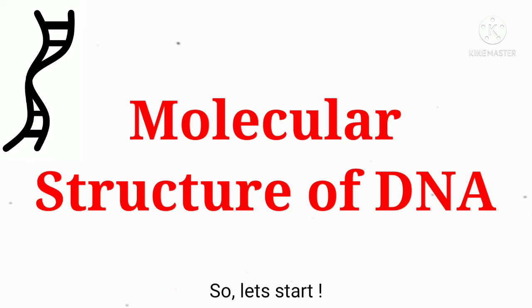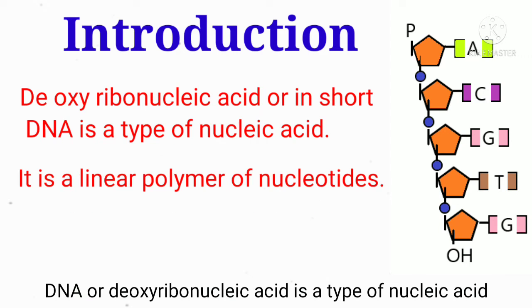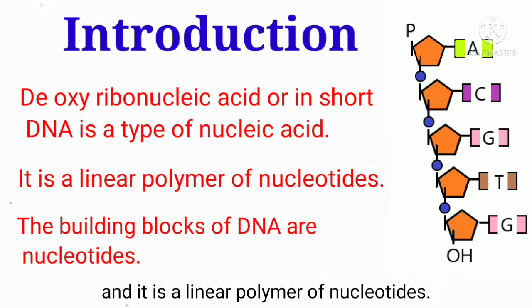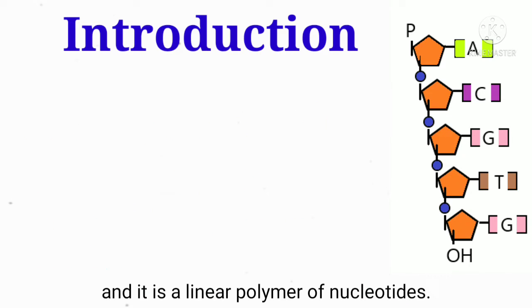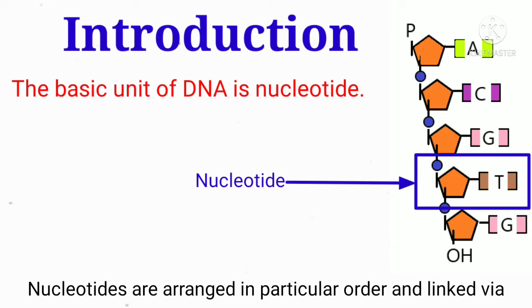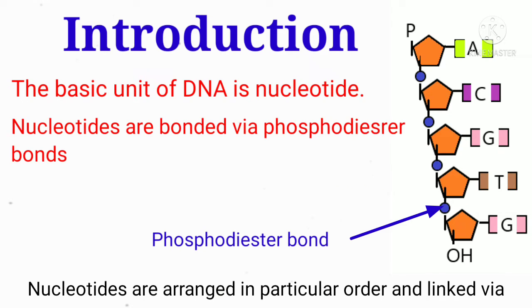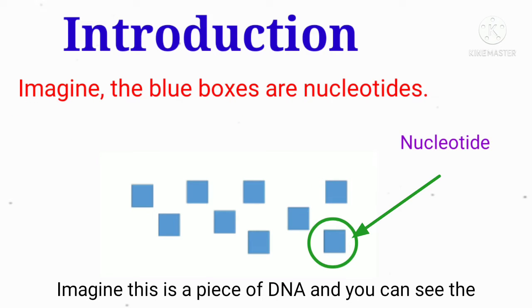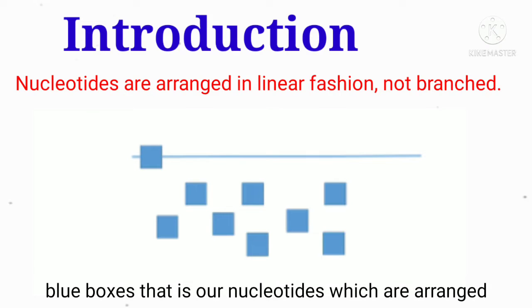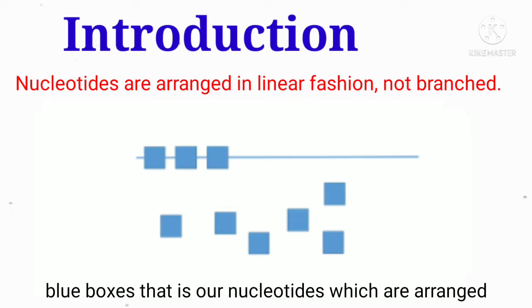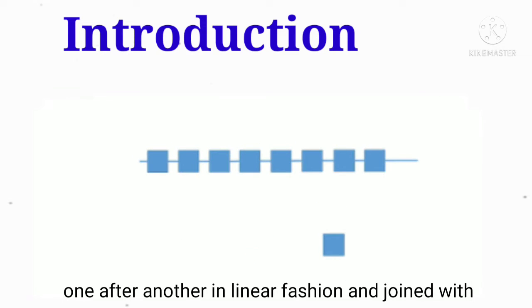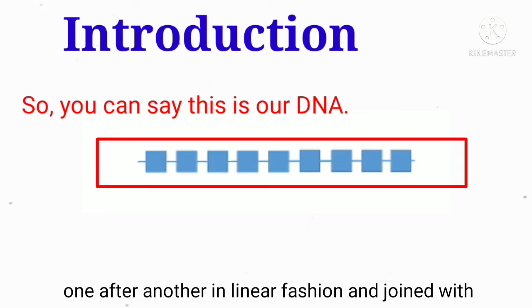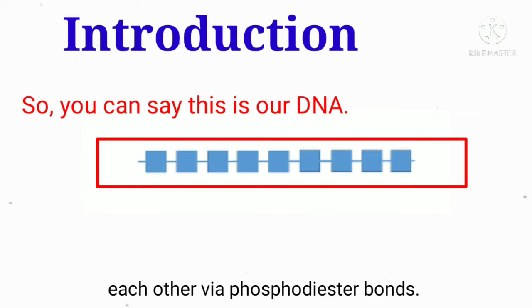So let's start. DNA or deoxyribonucleic acid is a type of nucleic acid and it is a linear polymer of nucleotides. Nucleotides are arranged in a particular order and linked via phosphodiester bonds. Imagine this is a piece of DNA and you can see the blue boxes, that is our nucleotides, which are arranged one after another in linear fashion and joined with each other via phosphodiester bonds.